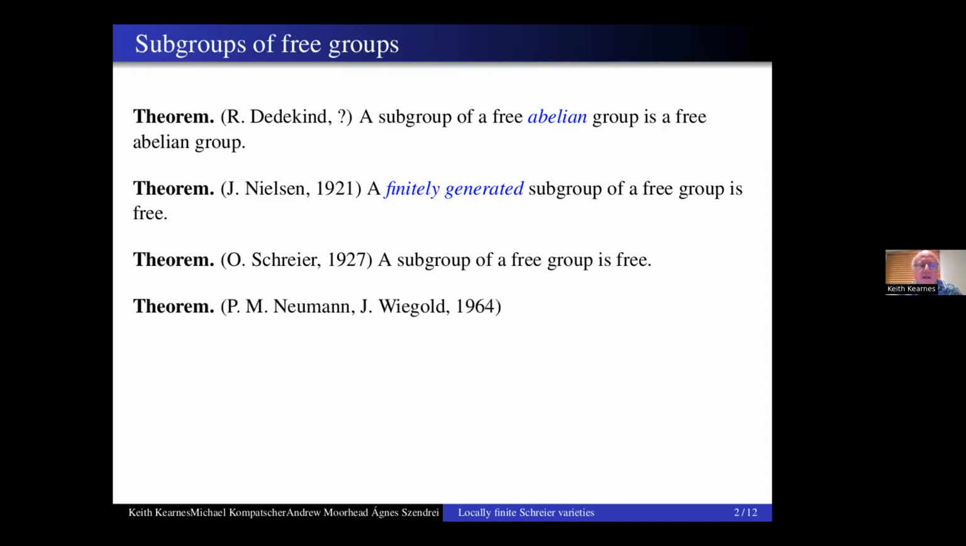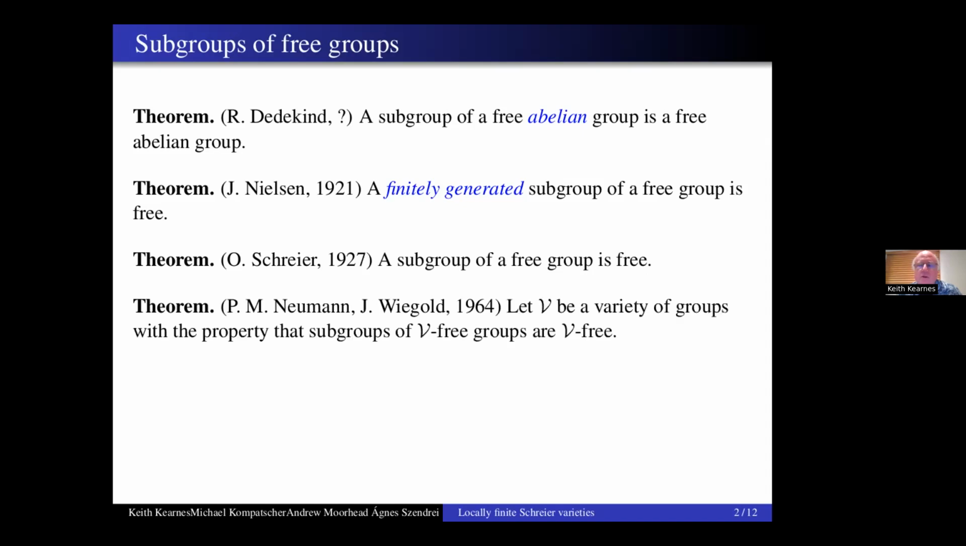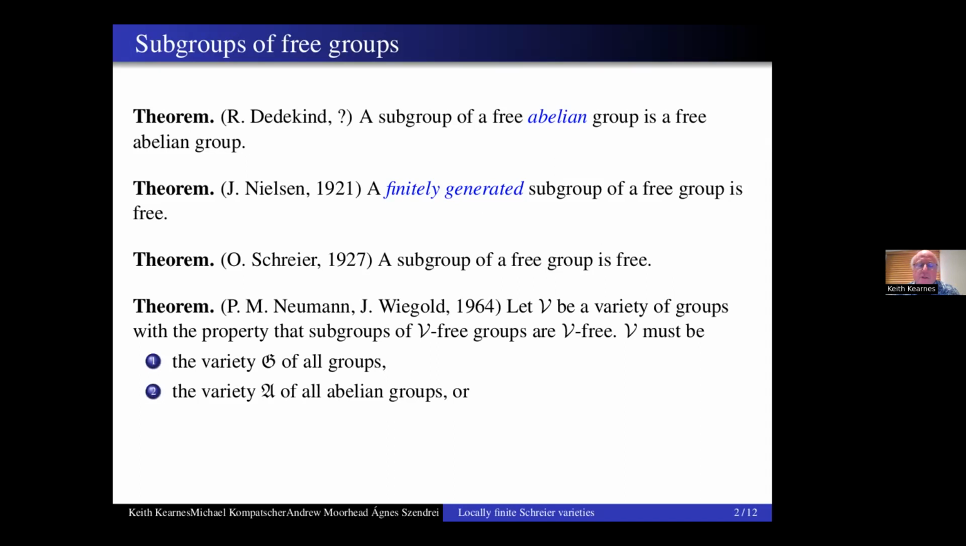This theorem was analyzed later by Peter Neumann and James Wiegold in 1964. They characterized all varieties of groups that have the property that the subgroups of their V-free groups are V-free. And they found that such a variety must be the variety of all groups, or the variety of all abelian groups. That's Dedekind's result. Or there's another case that was not mentioned above. One of the varieties, A sub p, of elementary abelian groups of exponent p.